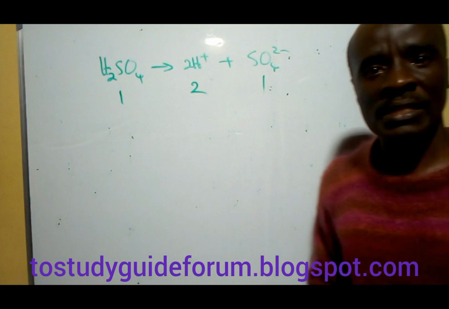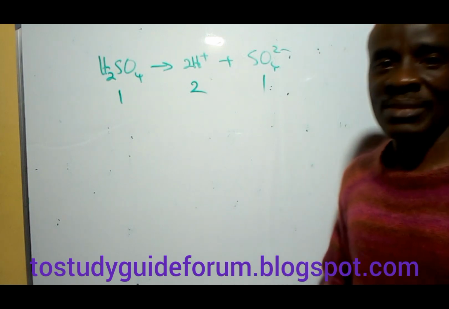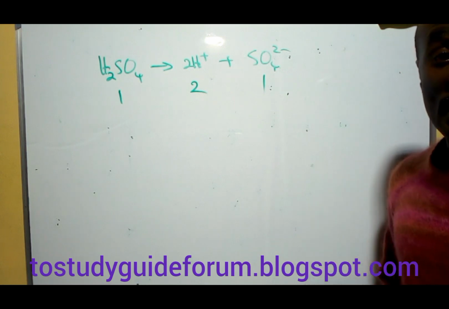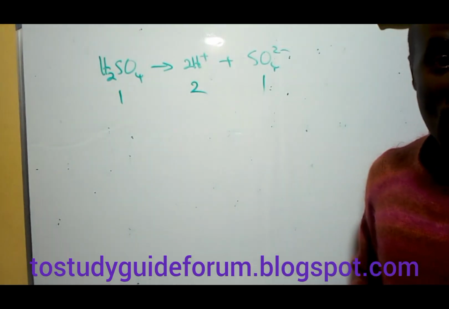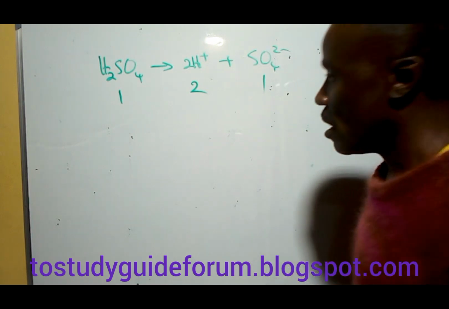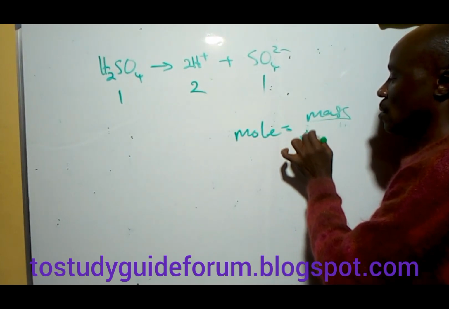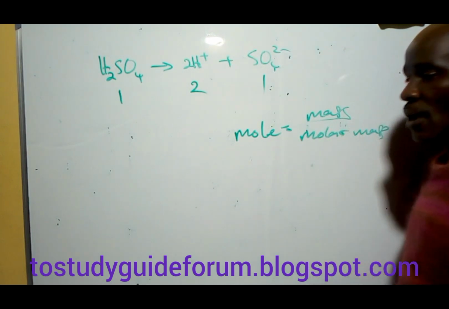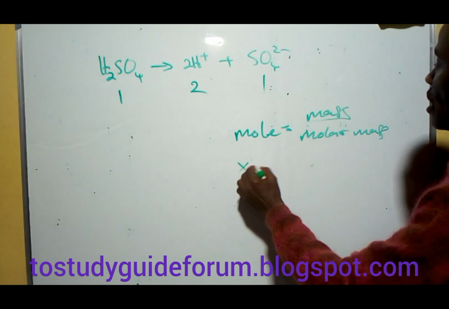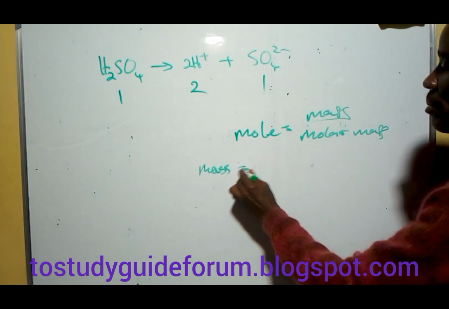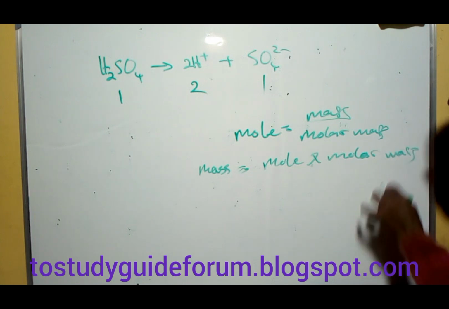Now, we know that the molar mass of every substance is the mass of 1 mole of that substance expressed in grams, and the unit is grams per mole. From there we'll be able to get the reacting masses. You know that the number of moles is always mass over molar mass. That will give us the number of moles. So which simply means that the reacting masses will be equal to moles times molar mass. We can also get it from there.